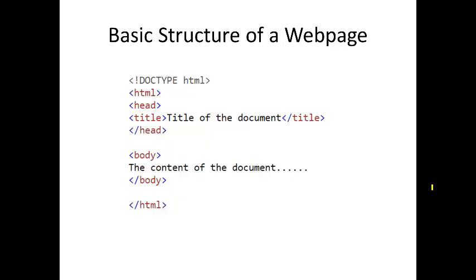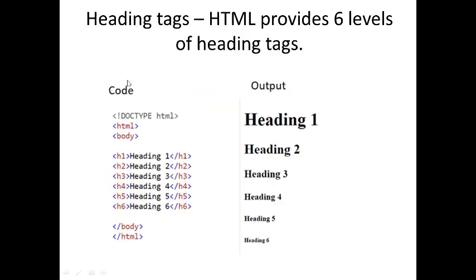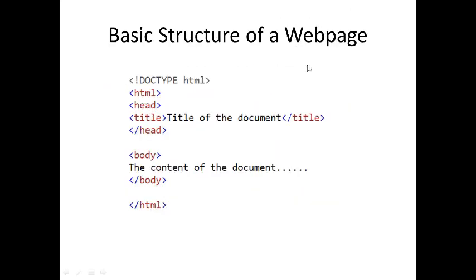Next, the basic structure of a web page. First, we start with the doctype HTML. This tells us that the version of HTML that we are using is HTML5. After that, the main tag that is used is HTML. So we have the opening, the starting tag and the ending tag.